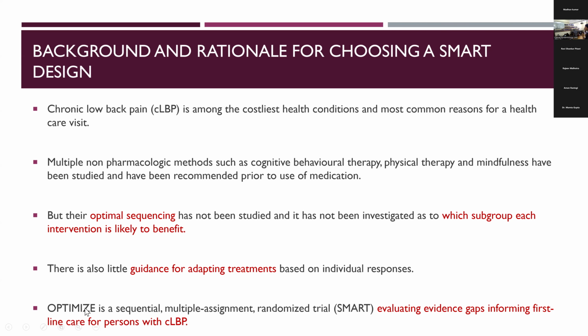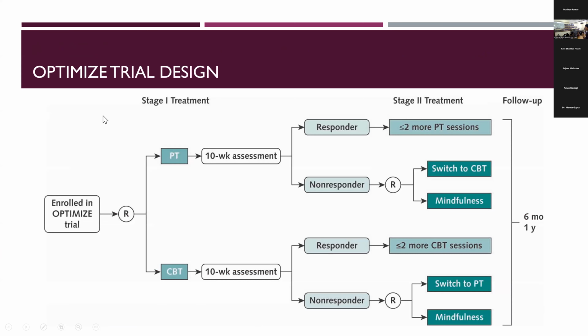So OPTIMIZE was the short form of this trial. It's a sequential multiple assignment, randomized trial evaluating evidence gaps informing first line care for patients with chronic lower backache. So this is the trial design. So again, like I said, this R means this is the first point of randomization. There are patients who are randomized with chronic lower back pain. Stage 1, you decided to randomize them into physical therapy or cognitive behavioral therapy.